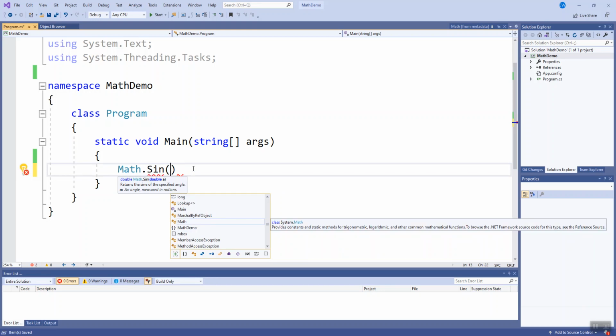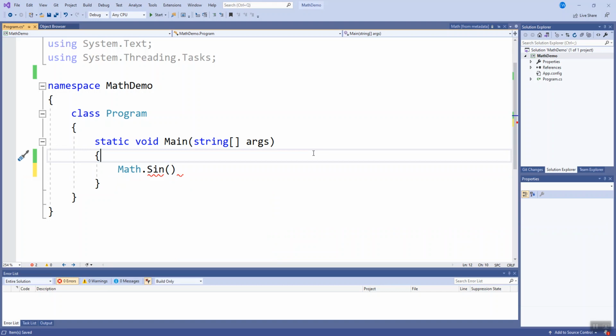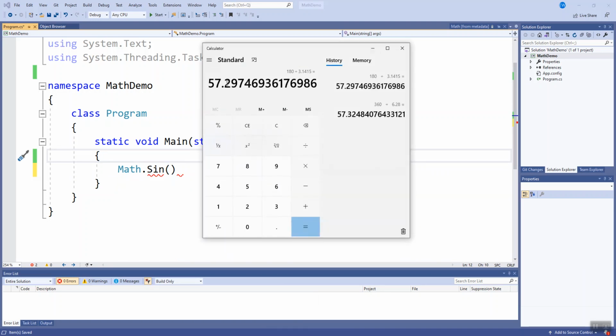Now, it's worth mentioning when you do trigonometry, these trig functions do not work with degrees. They work with radians. So how do you convert from degrees to radians? Well, there are 2 pi radians in a circle, which is 360 degrees. So if you divide 360 by 2 pi, you will get the conversion factor, which is 57.29. So to convert from degrees to radians, I divide by this number.